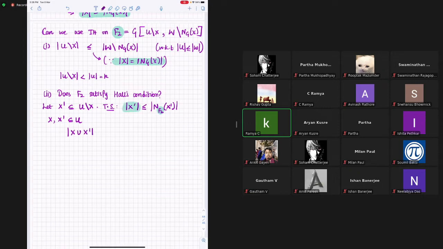I know that X and X prime are subsets of U. First, let's ask, what is X intersection X prime? What is that? Empty set, right? Because X prime is defined as a subset of U minus X. So this, you can just write as the cardinality of X plus the cardinality of X prime. What principle is this?